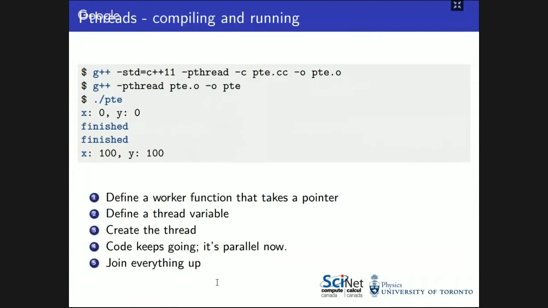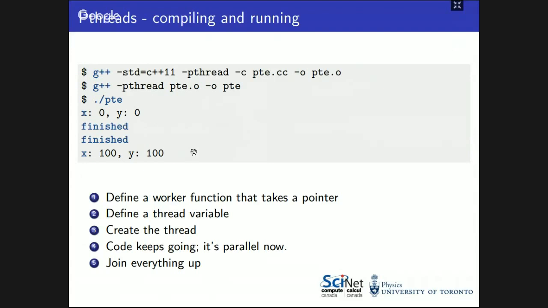If you want to compile this, suppose this code was called pte.cc. I have to tell the compiler, hey, I'm using pthreads, so -pthread will do that. And when I link, again, I'll have to say, hey, I'm going to use the pthread library. It's very similar to how we did OpenMP, where we had to do the same thing with -fopenmp. If I run it, x and y initially are 0, 2 threads finish, and then after that, it's 100. And there we go.